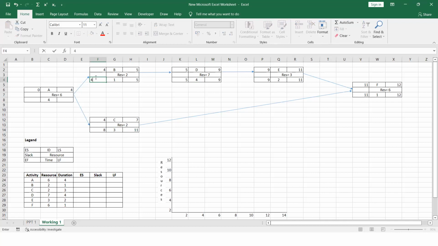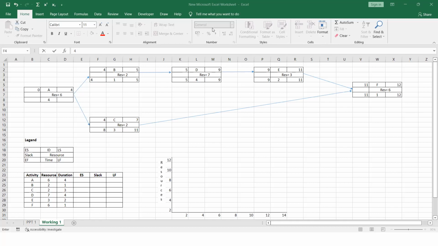And you can see there are two arrows coming for the A activity. For that A activity, as we are doing a backward pass calculation, what is the value you are going to take for the late finish time? What is the time that you are going to take for the activity A late finish time?